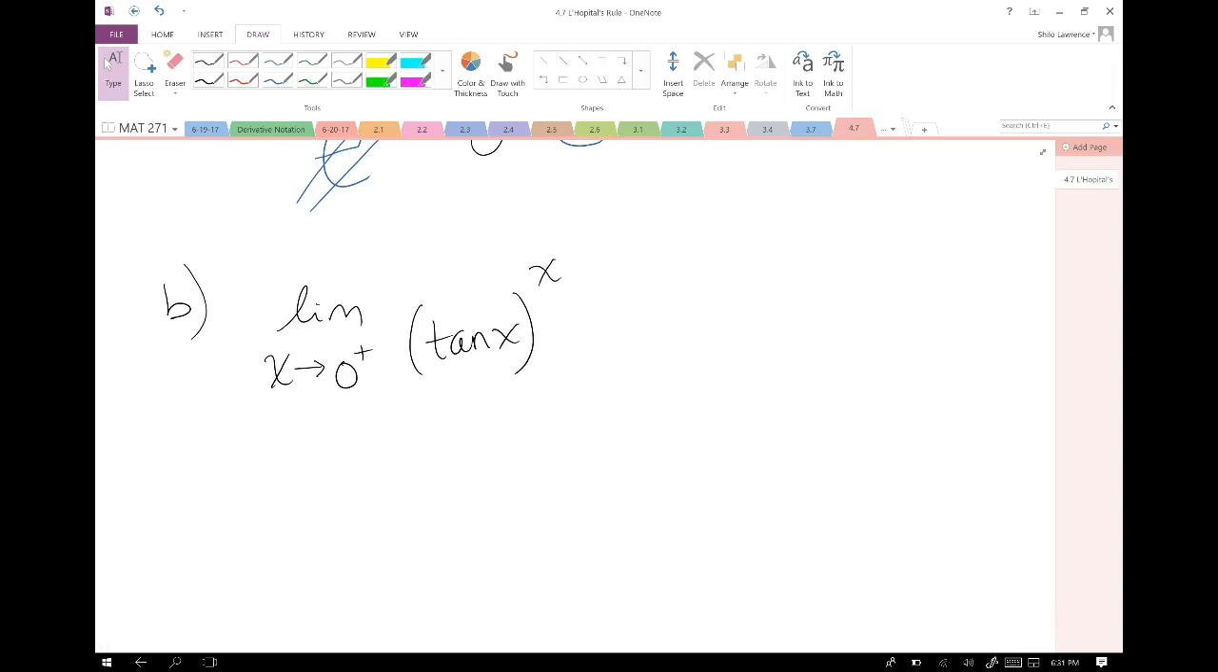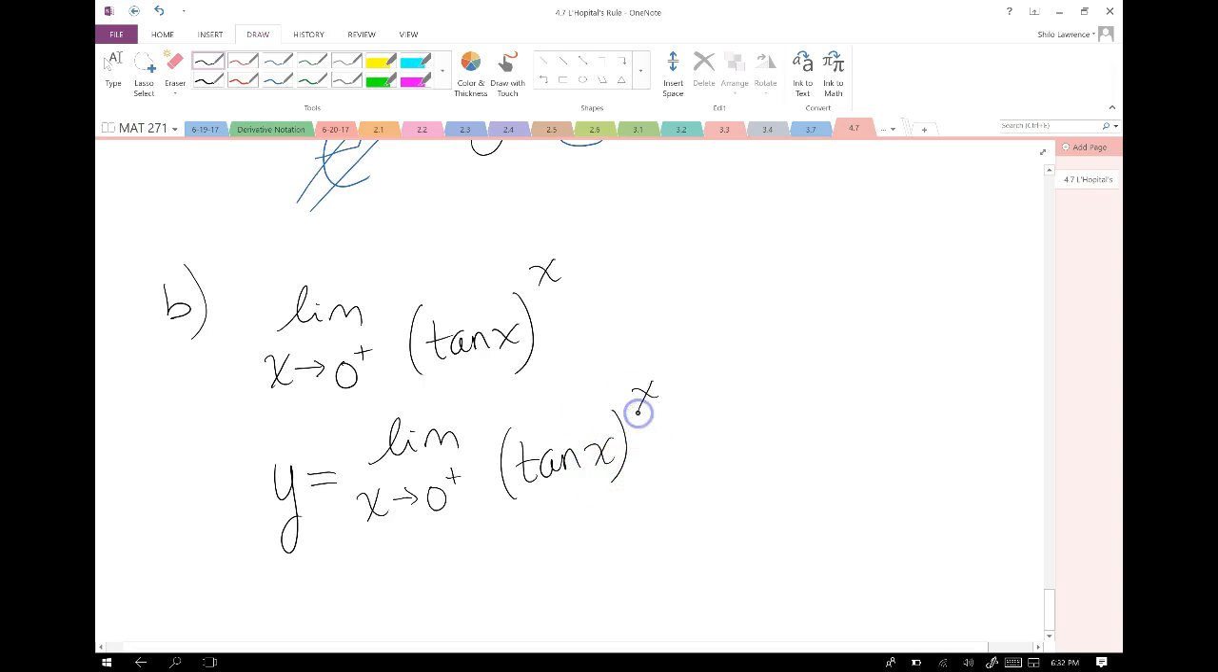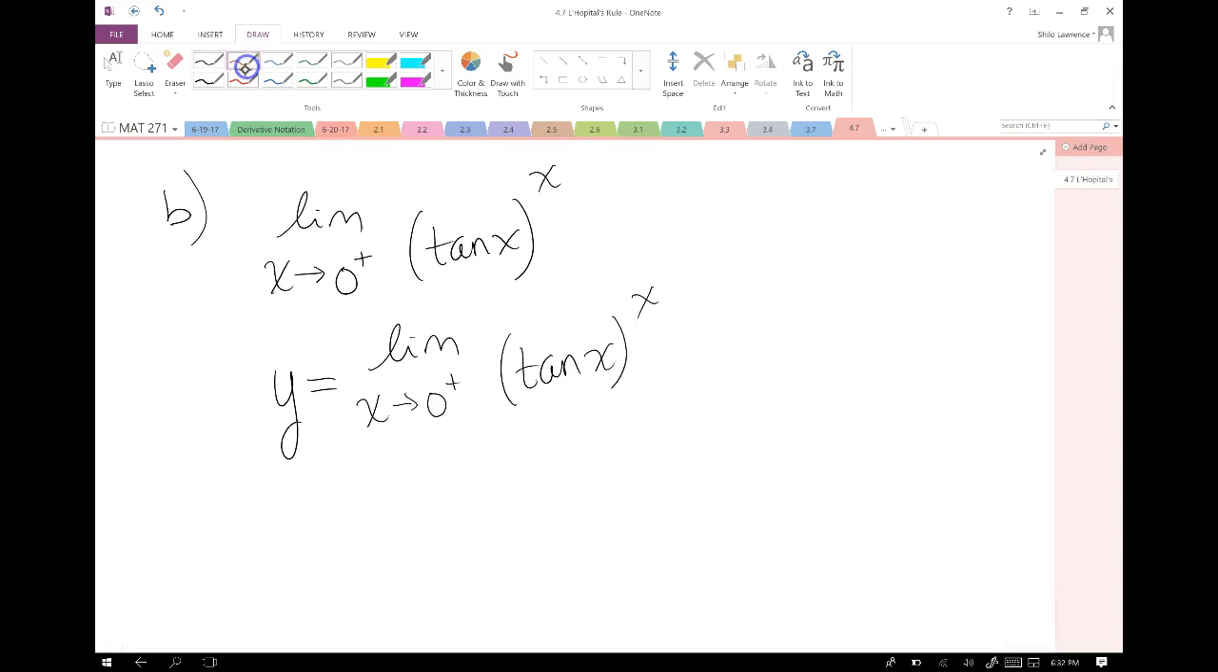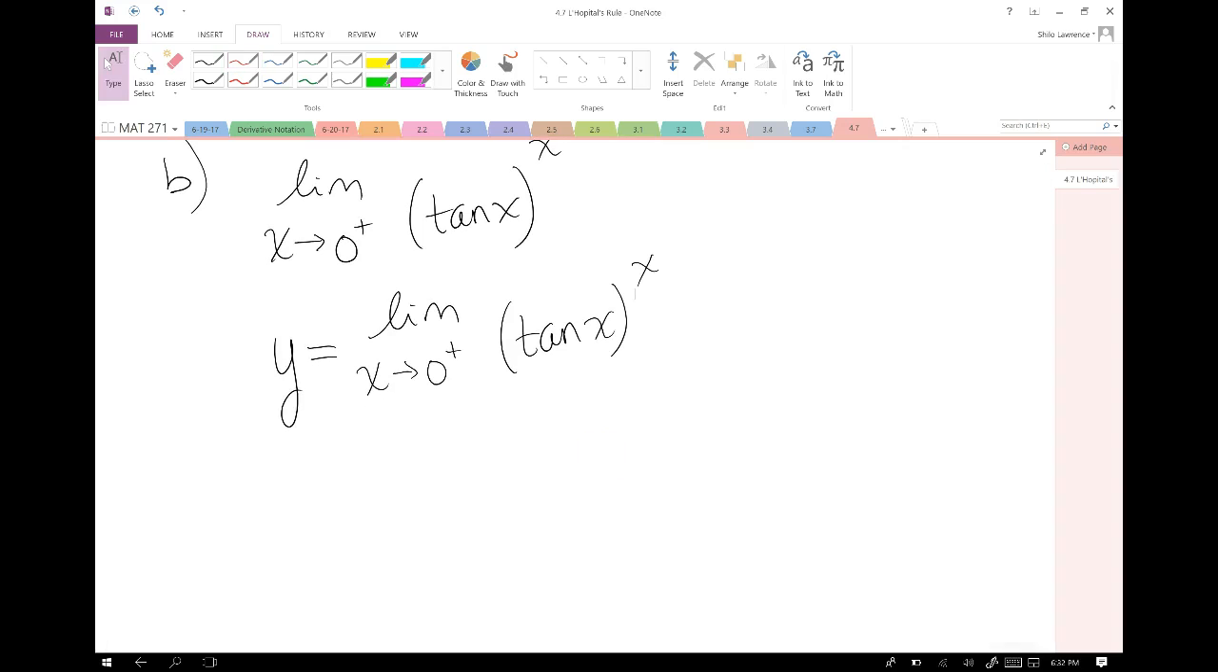So the way that I do this, I like to set it equal to y. And that's because I'm about to throw a log in there. And I don't want to forget that at the end. Now I'm going to throw a log in there, and I'm just going to skip the step where my log and my limit change spots, and I'm going to go ahead and just do that from the get-go.